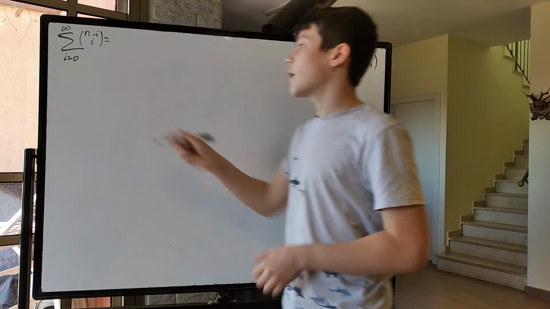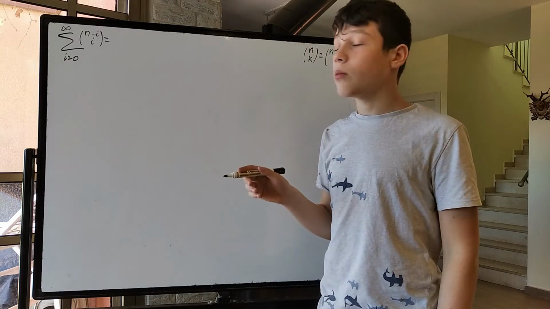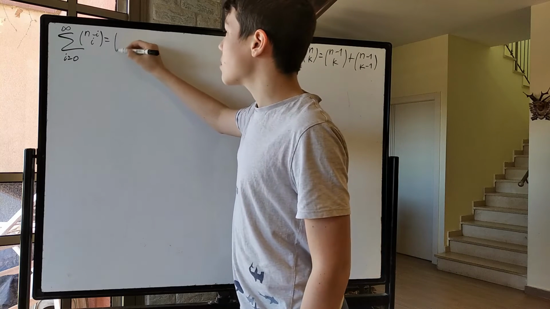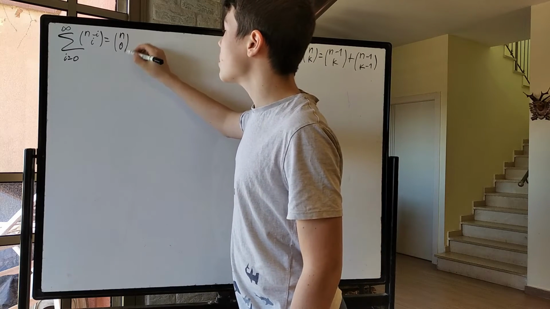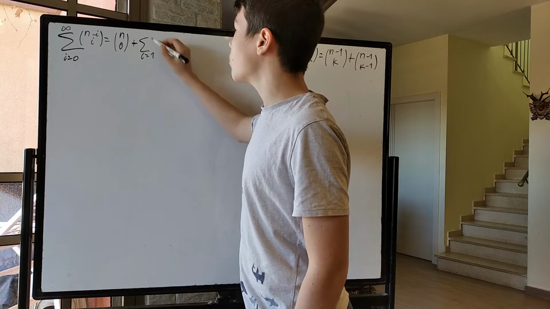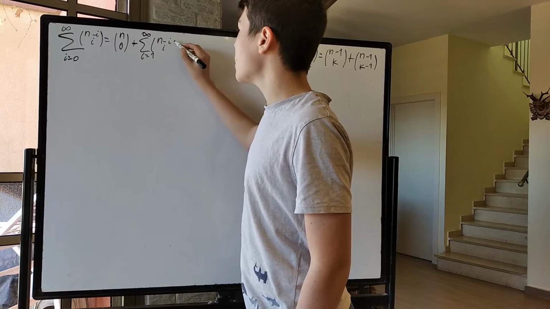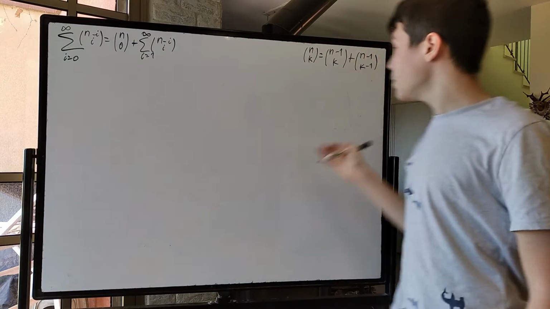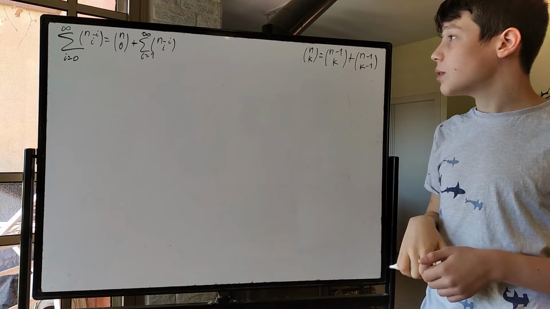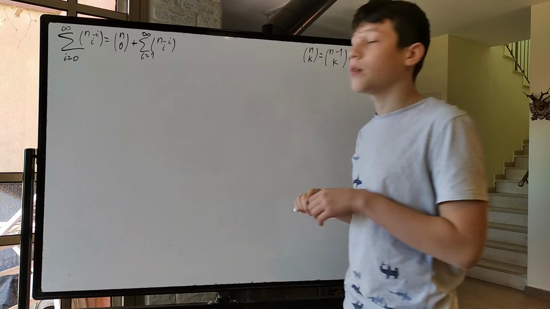And because the initial value here has n choose 0, we're going to have to write it on its own: n choose 0 plus the sum as i goes from 1 to infinity of (n minus i) choose i. Now we can use this property and we won't get into any weird stuff like n choose negative 1.